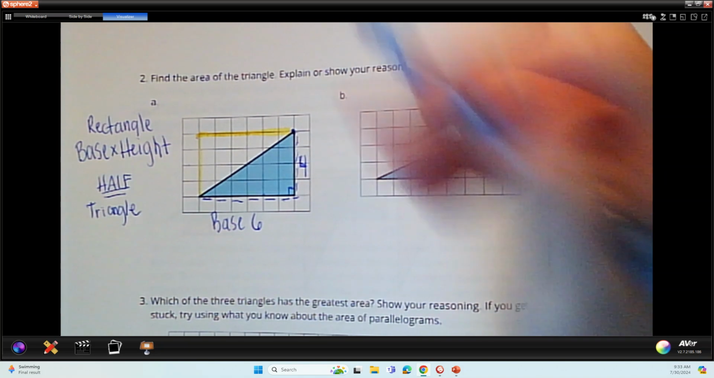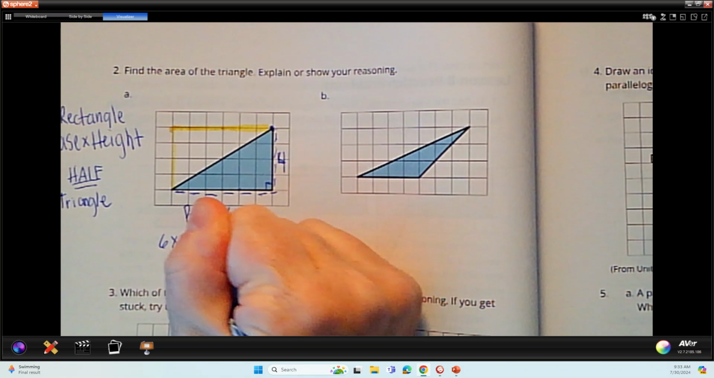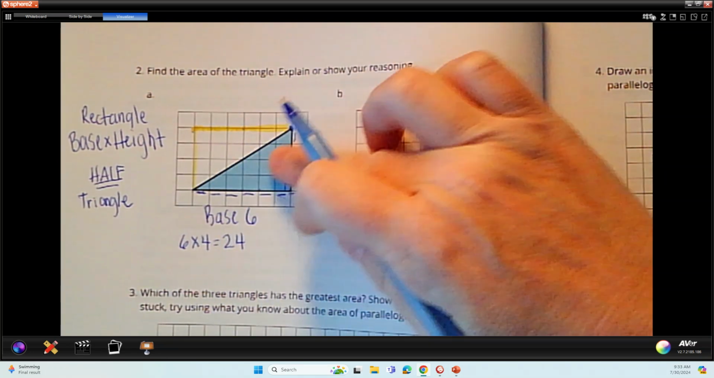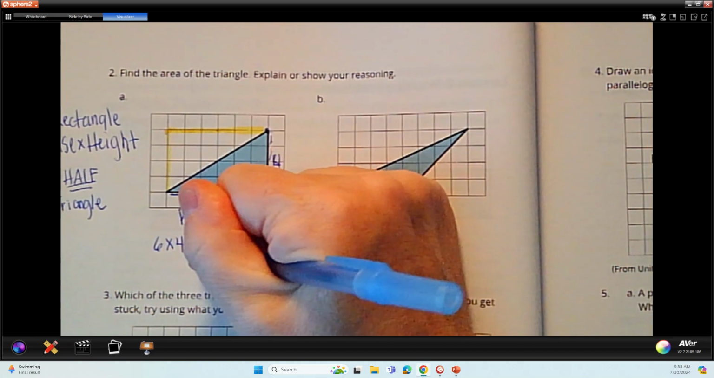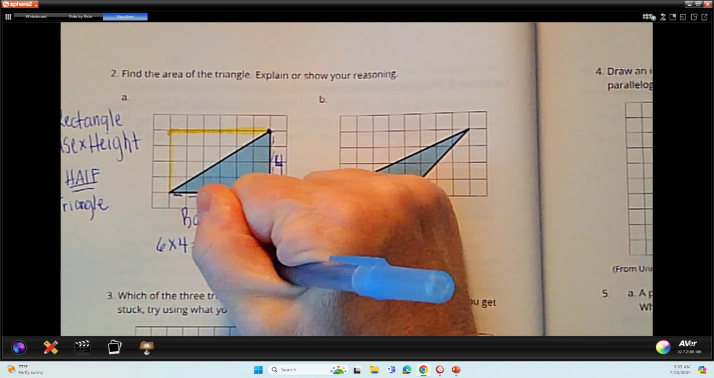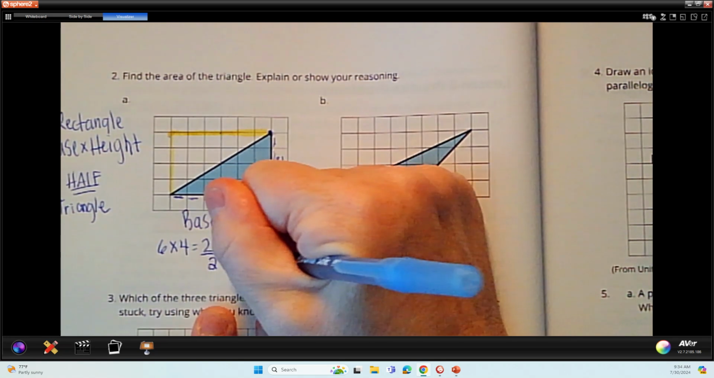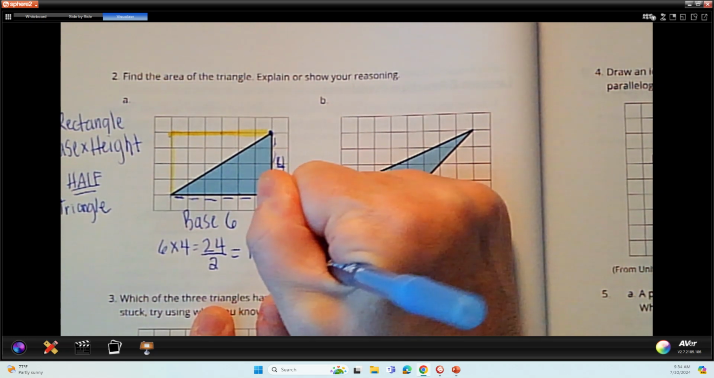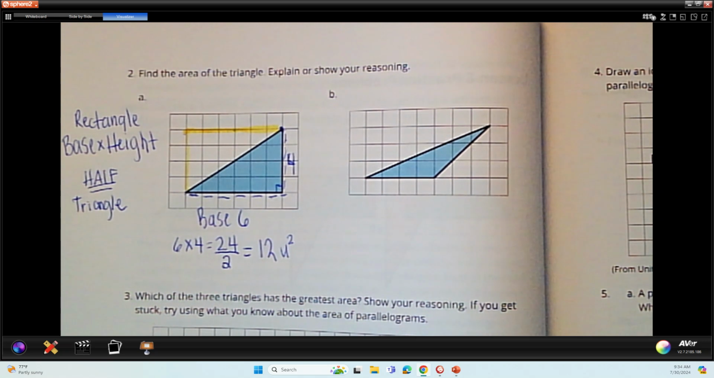right? Okay, so 6 times 4 is 24, but we don't want that. That would be as if it were a rectangle. That's the area of this whole entire yellow space if we wanted to include both. We've got to divide by 2 because we're looking at half. It's half of the rectangle. So my area would be 12 units squared. And you can write units squared or square units, however you like to do it.